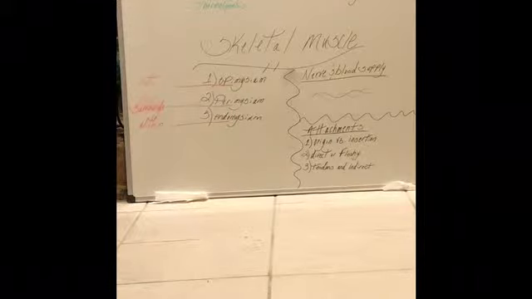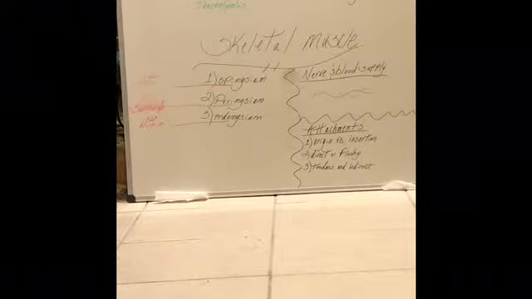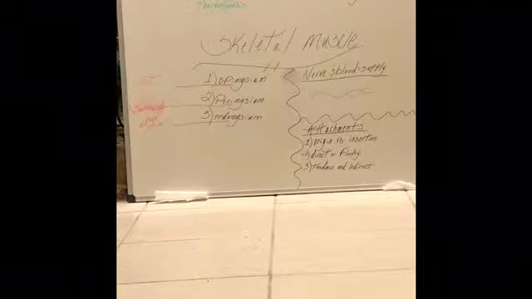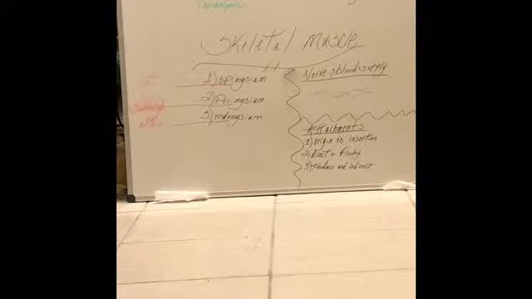Gross anatomy of skeletal muscle. Skeletal muscle has three connective tissue wrappings. The first one is epimysium. This is the outer wrapping and is made out of dense, irregular connective tissue that goes around the whole muscle and turns into a tendon.